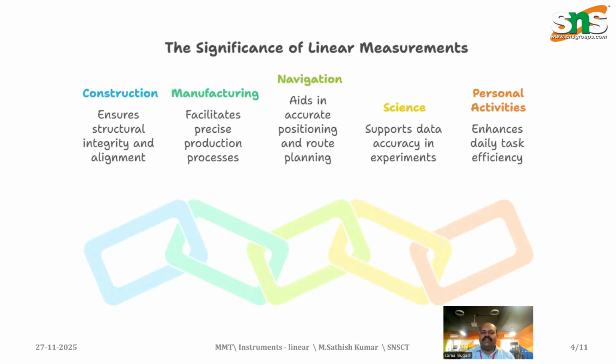It ensures structural integrity and alignment, and it aids manufacturing, which facilitates precise production processes. In navigation, we use a compass, which is a linear measuring instrument that aids in accurate positioning and route planning. In science, it supports data accuracy in experiments, and in personal activities, it enhances daily tasks and efficiency.